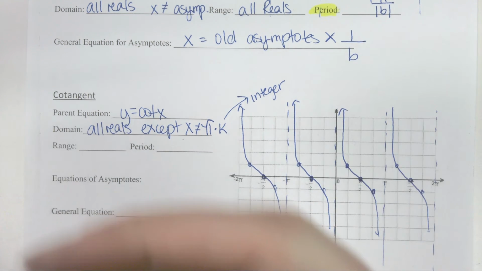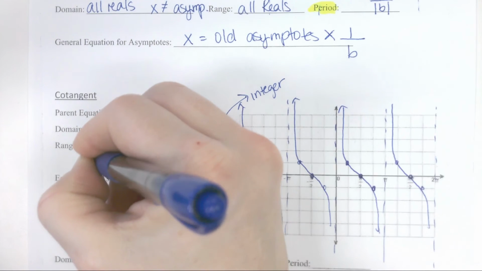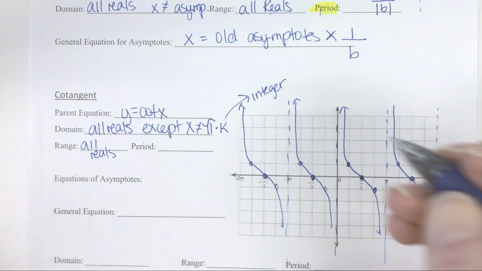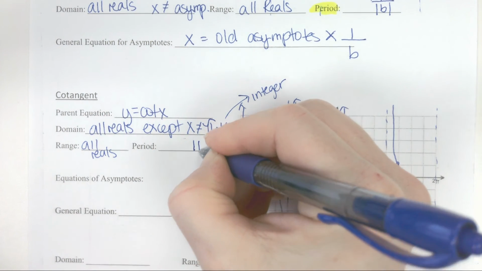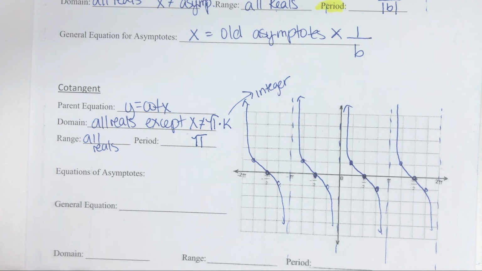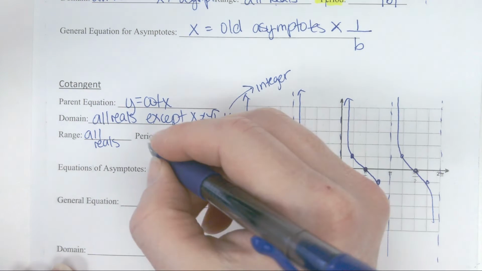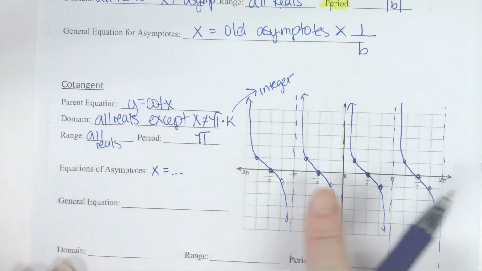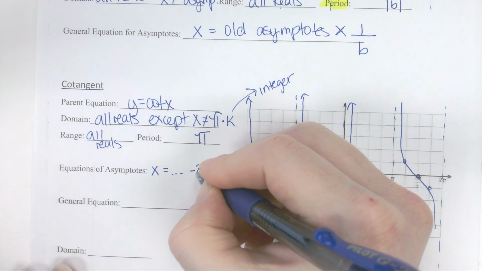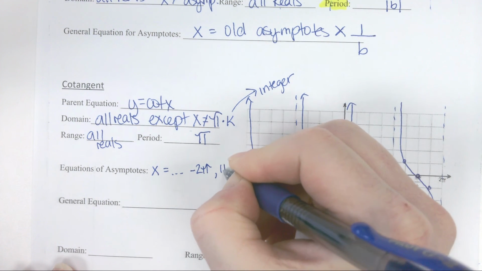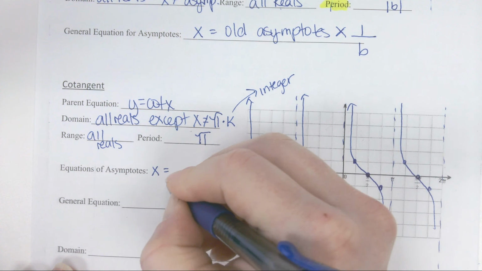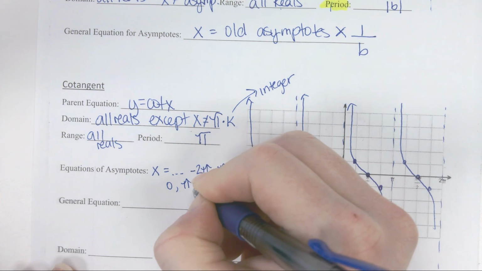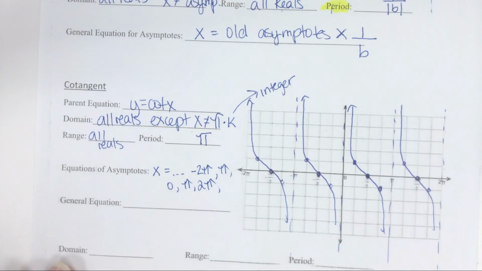And the range is all reals. And the period is the same thing. It's pi. I think it's a better skill to write out the pattern for asymptotes. So the pattern for the equations would be like if I started over here, -2 pi, -pi, 0, pi, 2 pi, what would the next one be?